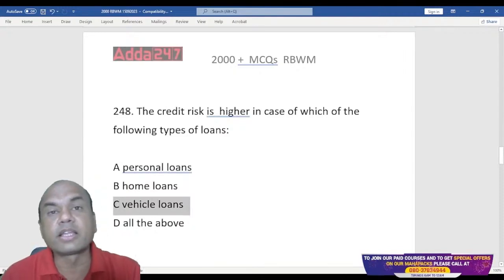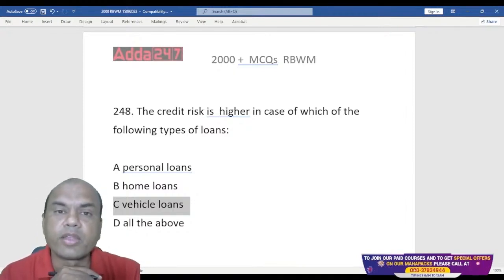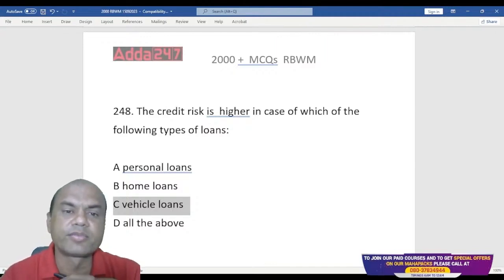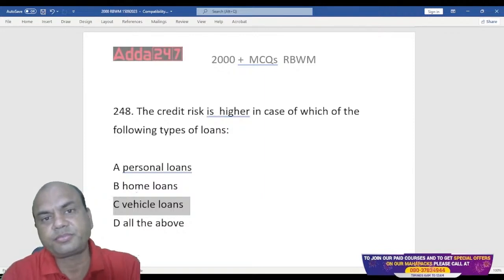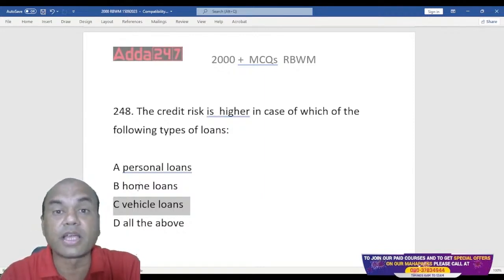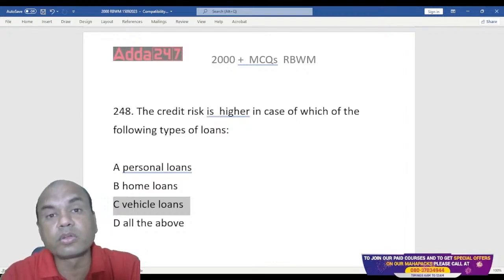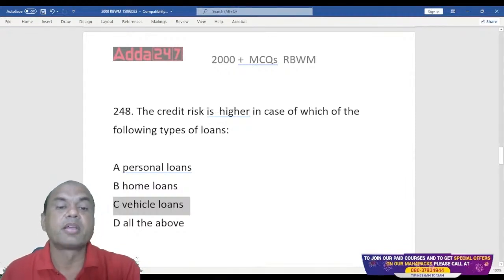In case of vehicle loans, tell me one thing: is the vehicle mortgaged, hypothecated or assigned? Type in the comment section, everyone. It is hypothecated. Vehicle is always hypothecated. Home loans, home is always mortgaged. Gold loan, gold is always pledged. Then FDOD, FD is lien marked. Got it? Chalo, let's move on.